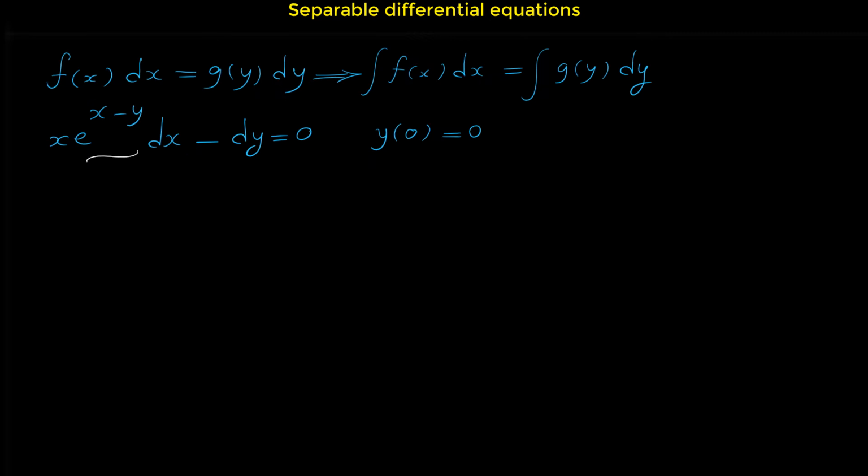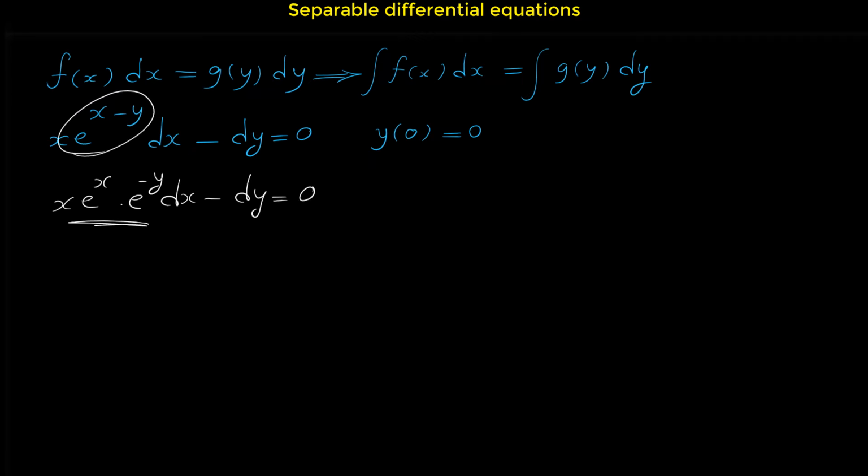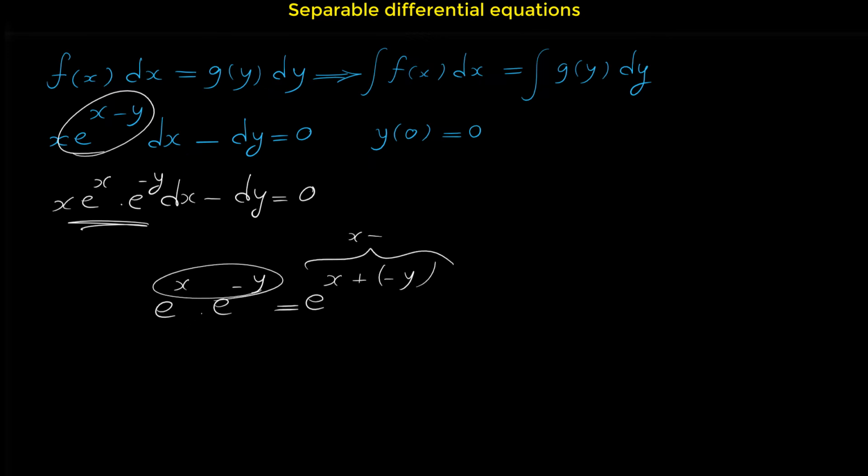First of all, note that we can write x times e to the power of x minus y in the form of x times e to the x times e to the negative y dx minus dy equals 0. The reason that we can write e to the x minus y as e to the x times e to the negative y is that, because the bases are the same, if we add the powers, it's x plus negative y, which is x minus y. So this equals e to the x minus y.